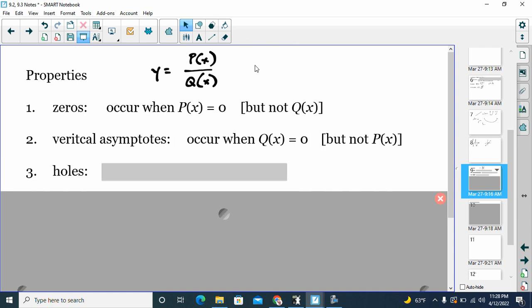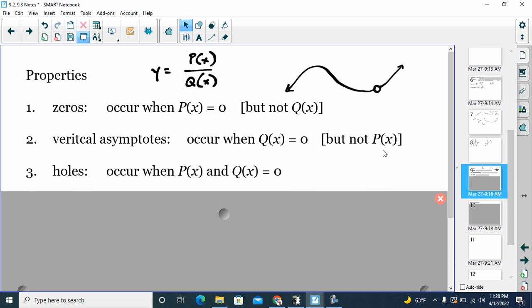We could also have holes in the graph. A hole is when the graph exists everywhere up to one y or one x value, but then it continues through that point. So I have just one undefined point there in the graph. Holes, notice, are also undefined. So the bottom needs to be 0. Holes occur when not only the bottom is 0, but the top is also 0. So if the top and the bottom are both 0, I don't have both a 0 and a vertical asymptote. I actually don't have either of those. Instead, I have a hole.